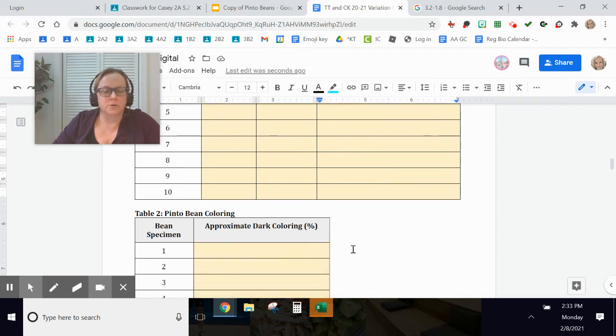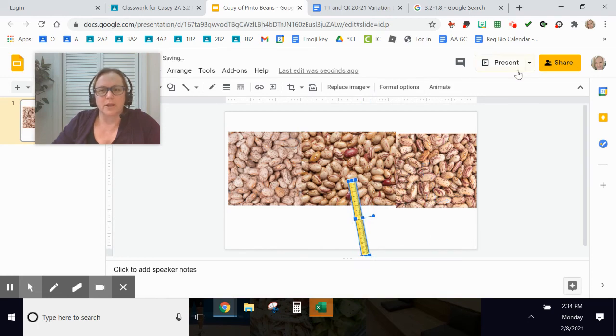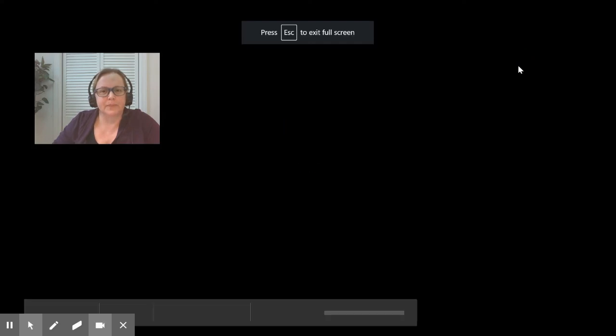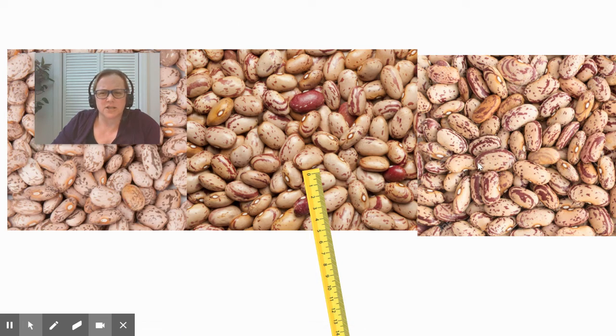The other thing you need to do with this bean is determine the approximate dark coloring percentage. So I'm going to go back here. I'm going to get my ruler out of the way, and I'm going to look at my same bean. So here's the bean I measured right here. If you take a look at it, there's this dark coloring all over it, and I need to figure out what percent out of 100 is that dark coloring.